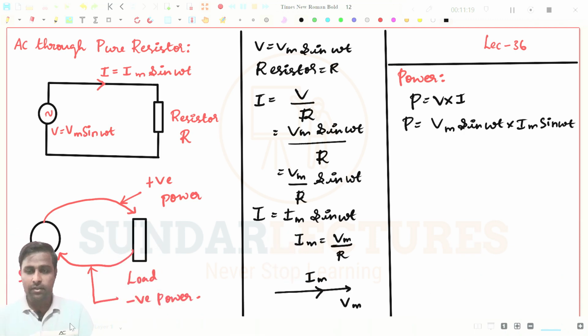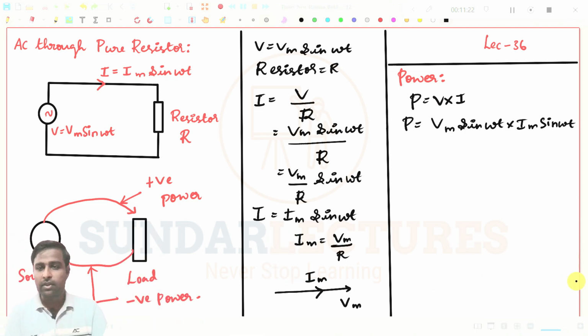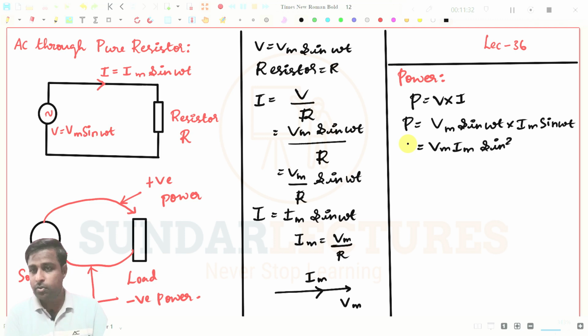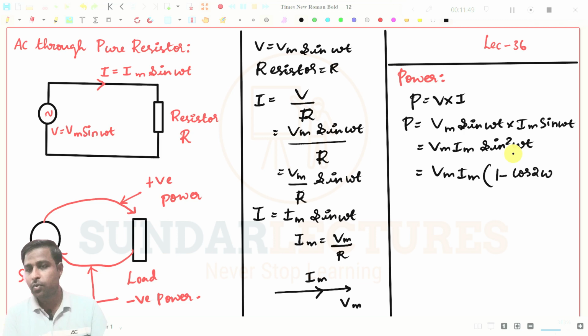So if you find this value, P is equal to Vm Im sin square omega t. I can write like this, right? Sin square, because two sin omega t terms are there. So what is sin square omega t? Sin square omega t can be written as 1 minus cos 2 omega t divided by 2, right?